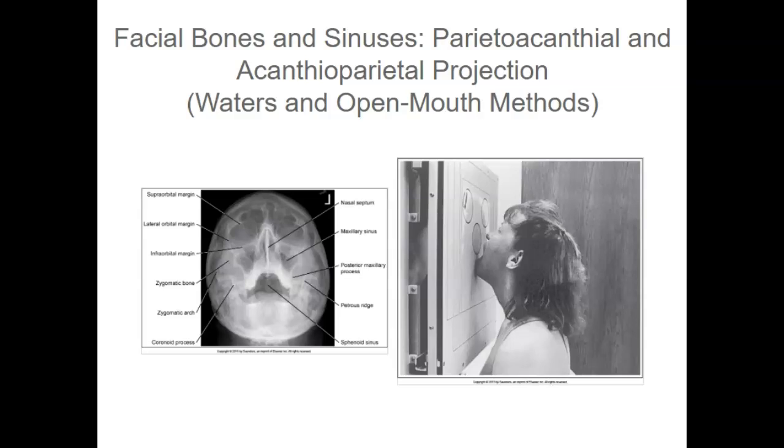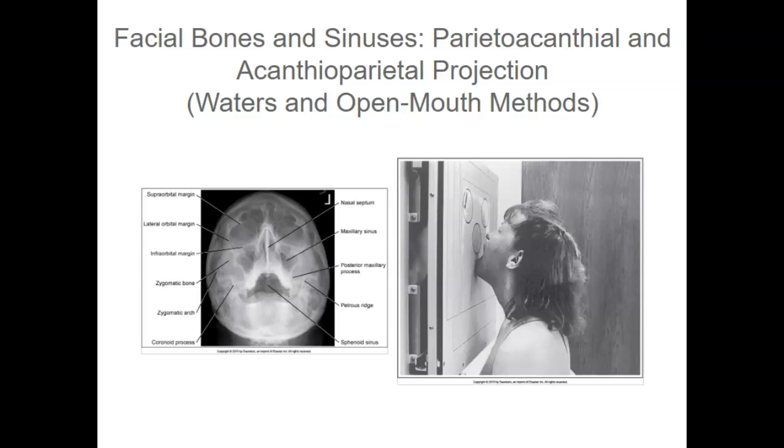The infraorbital margins are demonstrated on the same horizontal plane. The anterior nasal spine is at the center of the exposure field. The frontal and maxillary sinuses and lateral cranial cortices should all be included within the exposure field.